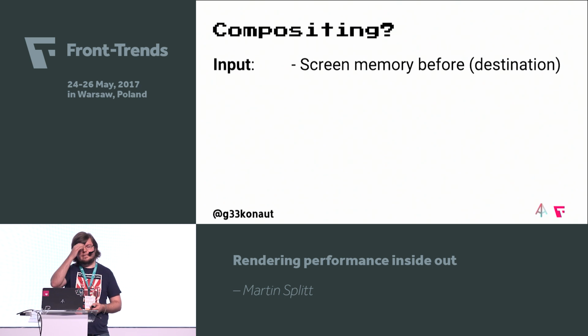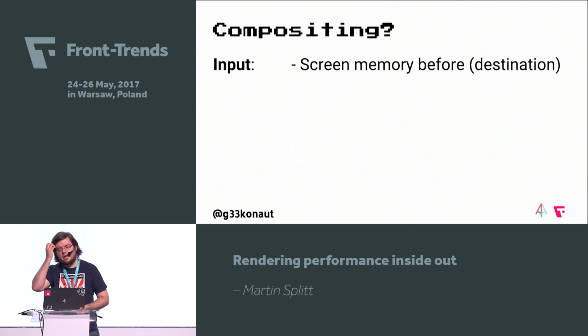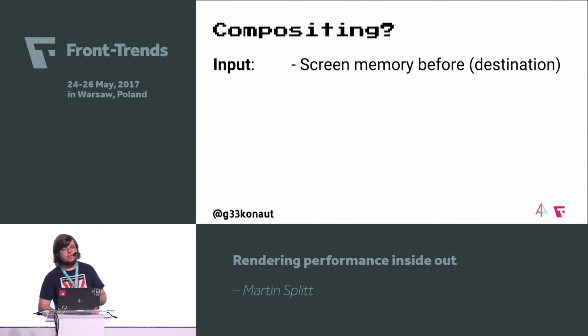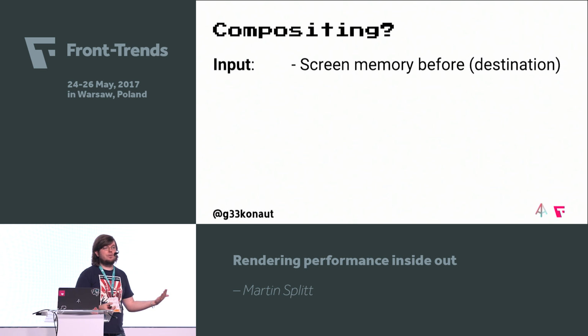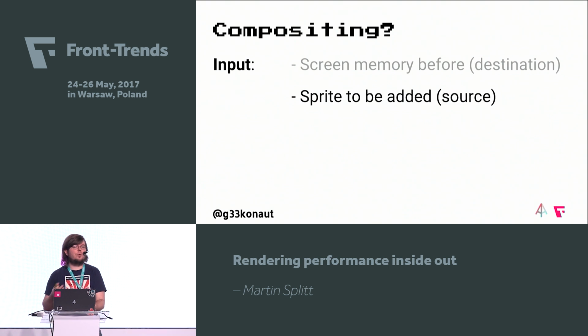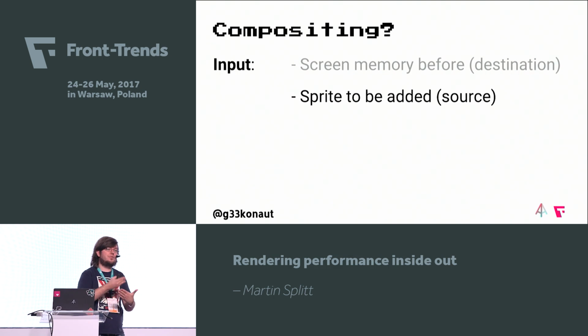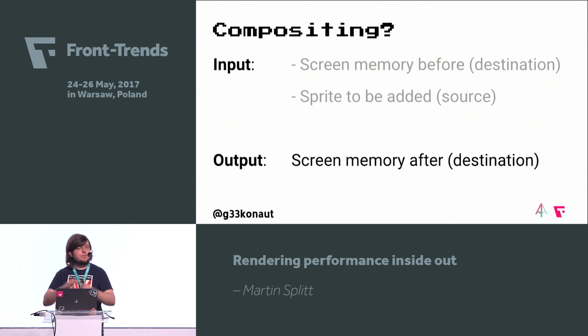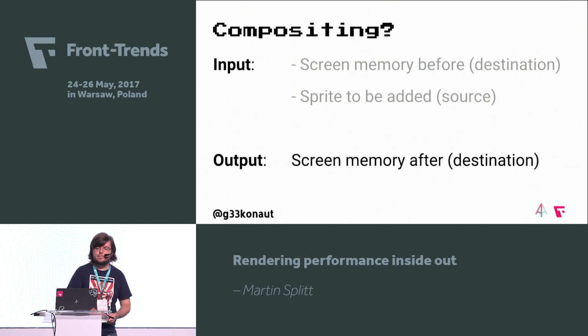Now, how exactly does that work, though? Compositing is basically a function. It gets two inputs. It gets the screen memory as it was before, which is also where it goes to, so it's called destination. It's weird, it's an input, but it's the destination, where it goes to. And then we have the source, which is the sprite that we want to composite on top of it, we want to draw on top of it. And then it gives you the new screen memory, this new array of pixels after the composition. And that's the input to the next round of compositing. So that's kind of like a loop here, right?